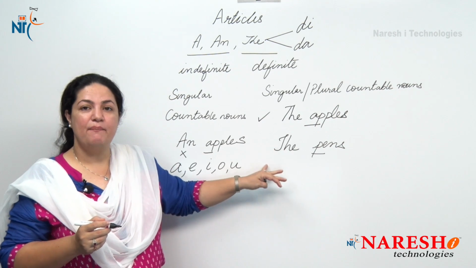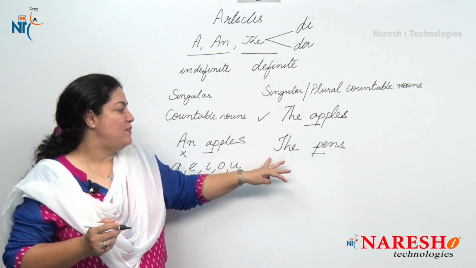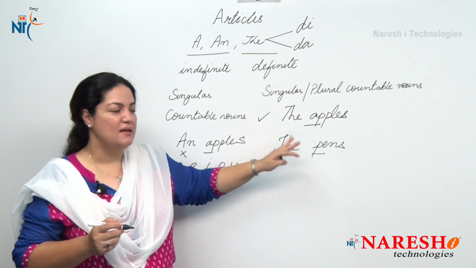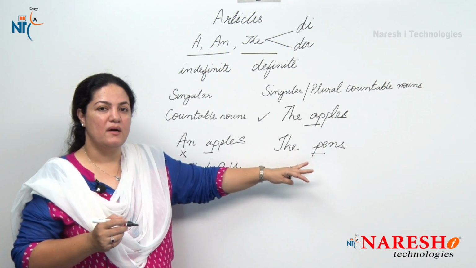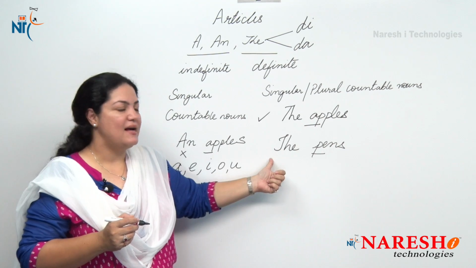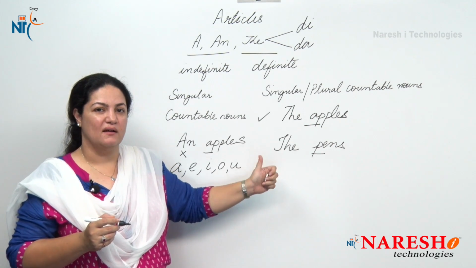Now here, do I say "the pens" or "thee pens"? The right way to say it is "the pens," because P is a consonant, and whenever a word starts with a consonant, at that time "the" is pronounced as "thuh."